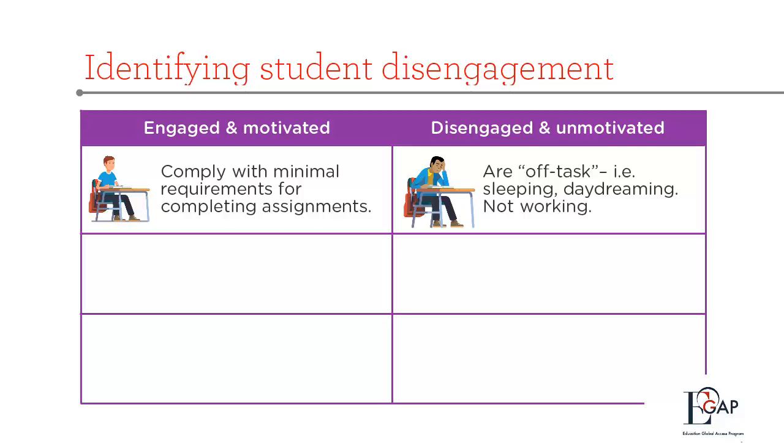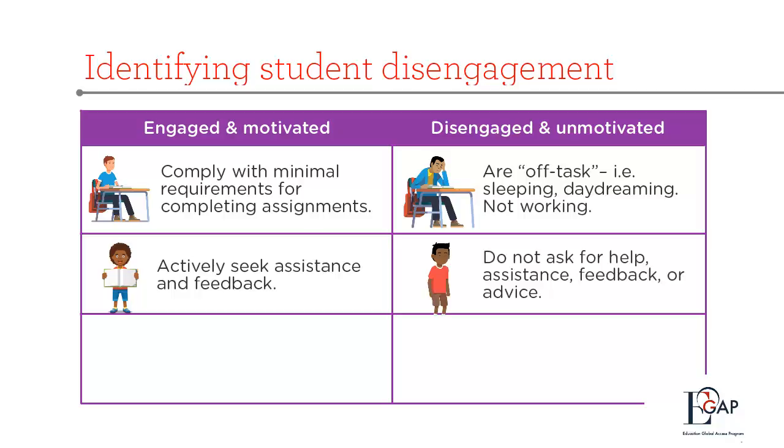For example, they may sleep or daydream in class, or they may discuss topics that are completely irrelevant to the task at hand. Students who are engaged and motivated will actively seek assistance and feedback from you or their fellow students. Students that are not engaged and motivated do not care enough about their work to seek such feedback.